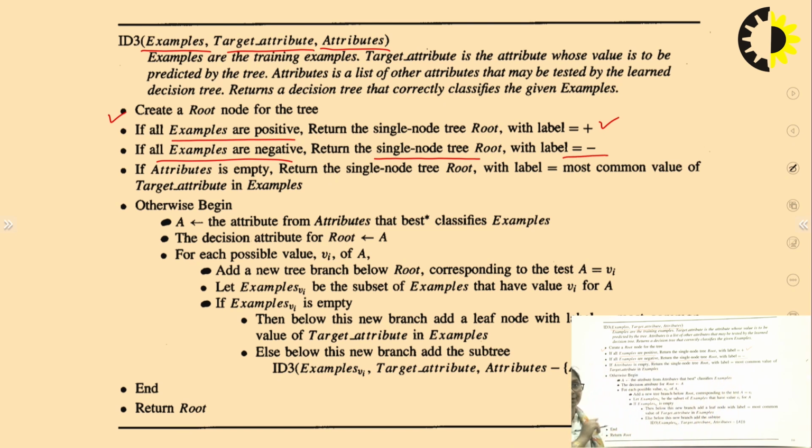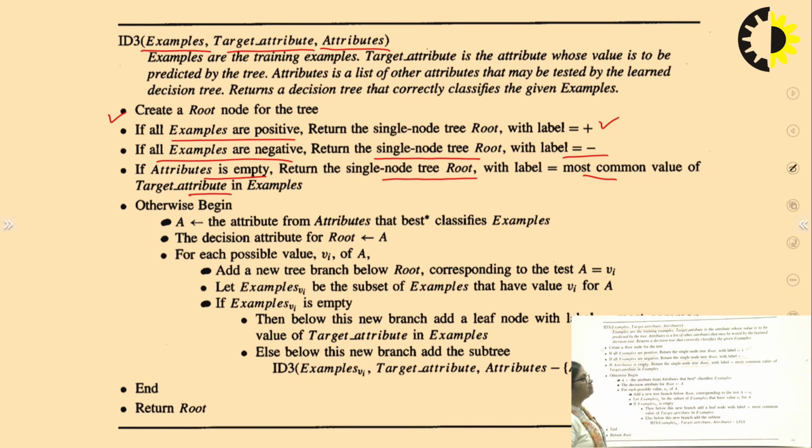That is our no-in-particular case of the play tennis example. If no attributes are there, if the attributes set is empty, it means we don't have attributes to check at internal nodes. Then we will have a single node tree, and we will count the negative and positive examples. What will be the label at the root node? That will be the most common value of the target. If we are having 5 yes and 3 no, then simply yes will be the label of the root node.